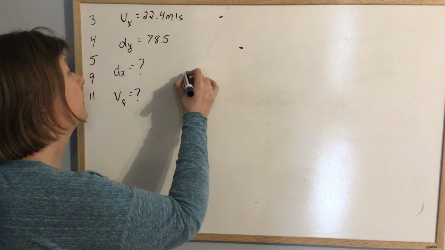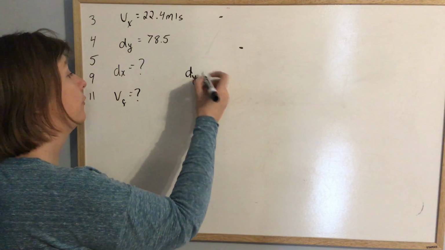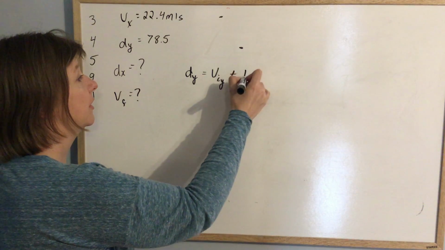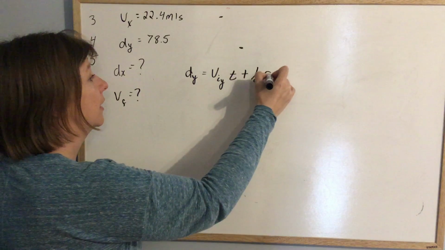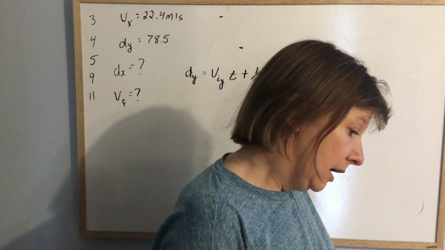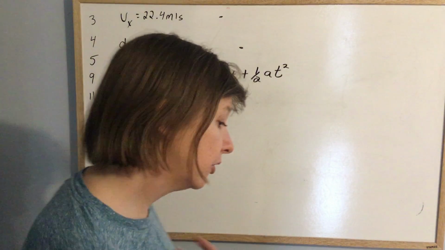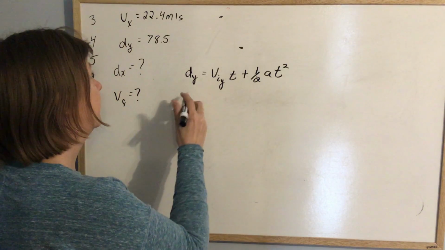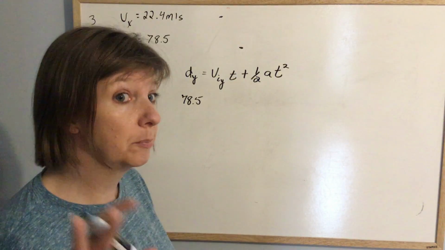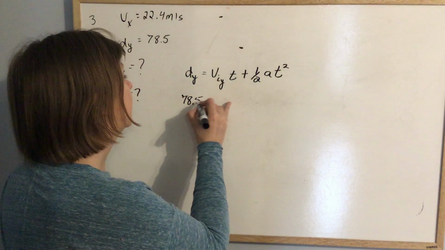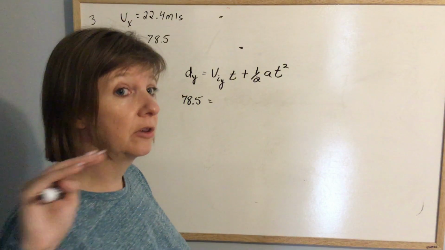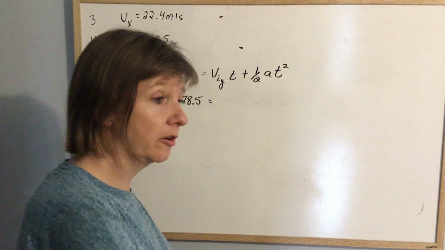So I do know that vertically, my vertical displacement is equal to my initial velocity times time plus 1/2 acceleration times time squared. So here's what I did. 78.5 is here. I did not bother to make it negative, and I'll explain why in a second. My initial velocity vertically is 0 because she launches herself horizontally, then she starts to fall.